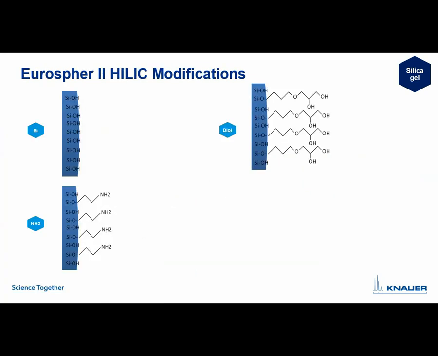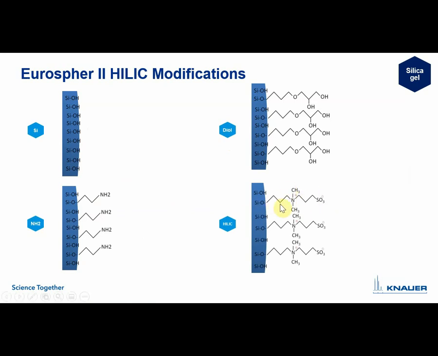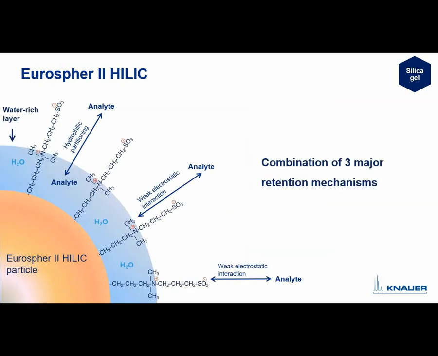So let's have a look. Again, these are the three phases I showed you before. So bare silica gel, diol phase, and the amino phase from Eurosphere 2 can be perfectly used also for HILIC applications. And there is a fourth modification that we can offer that is specially made for HILIC, and this is the Eurosphere 2 HILIC phase. This has really special groups on it, and let's shortly see what is happening on this one.